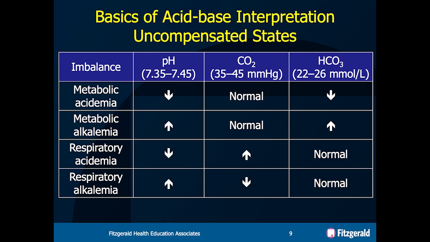And then again, we look at the bicarb for compensation. In metabolic alkalemia, we're going to see an increase in the bicarb with a normal CO2 and an increased pH. With the respiratory alkalemia, we're going to see a normal bicarb with an increase in the pH and a decrease in the CO2. So again, when we're putting it all together, we have that alkalemic state, pH greater than 7.45. If the CO2 is normal and the bicarb is elevated, it's an uncompensated metabolic alkalemia or alkalosis process. If the pH is high, greater than 7.45, the CO2 is low, and the bicarb is normal, then we know we have an uncompensated respiratory alkalosis or alkalemia.